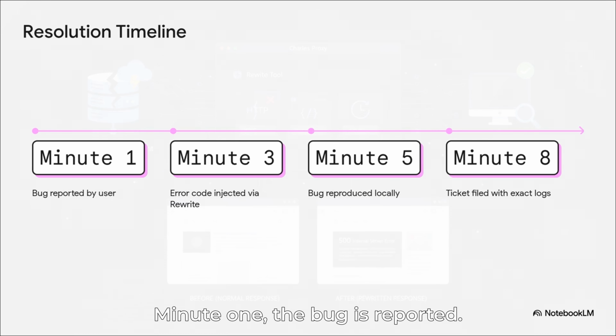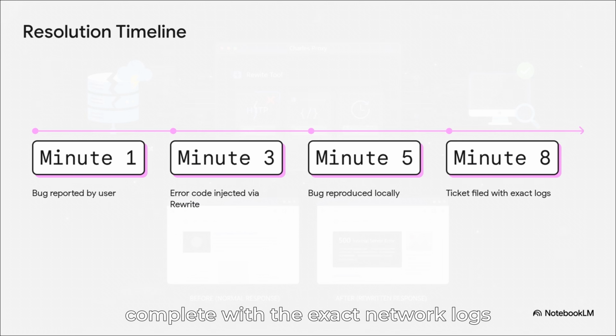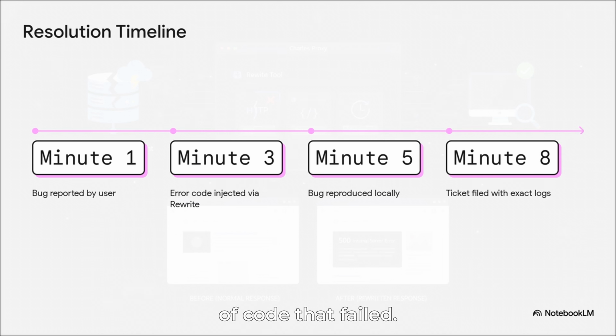Minute 1, the bug is reported. Minute 3, our engineer opens Charles, sets up a rewrite rule targeting that checkout API, and forces it to return that elusive payment_declined string. Minute 5, the engineer clicks checkout in their local app, the rewrite rule fires, and boom, the app crashes live, right on their screen. By minute 8, a forensic-level bug report is filed, complete with the exact network logs and the specific line of code that failed. A completely unreproducible bug solved in under 10 minutes.